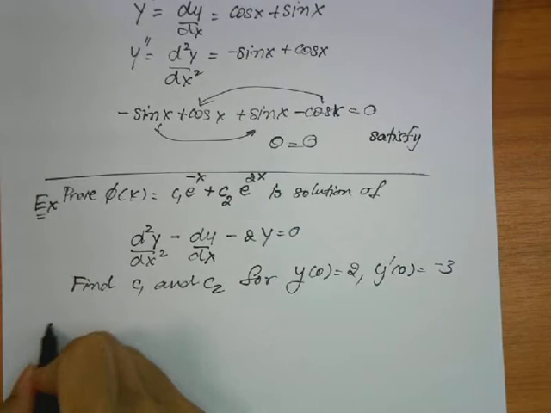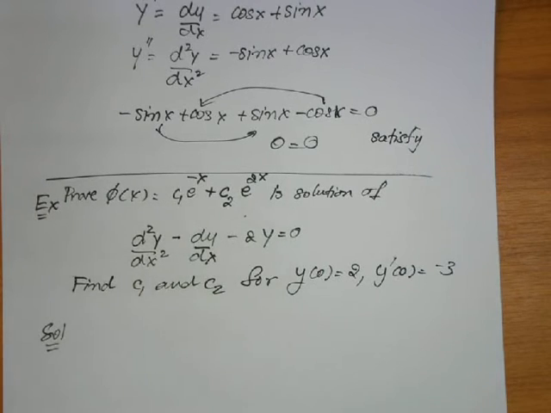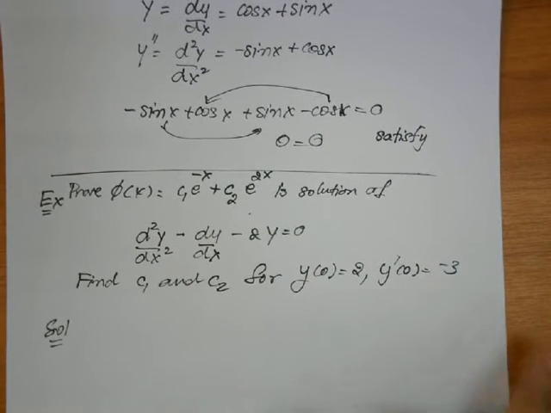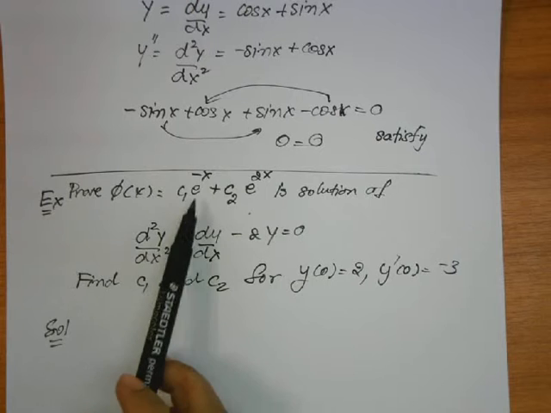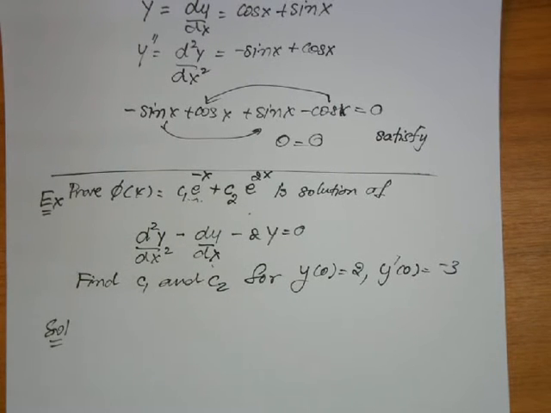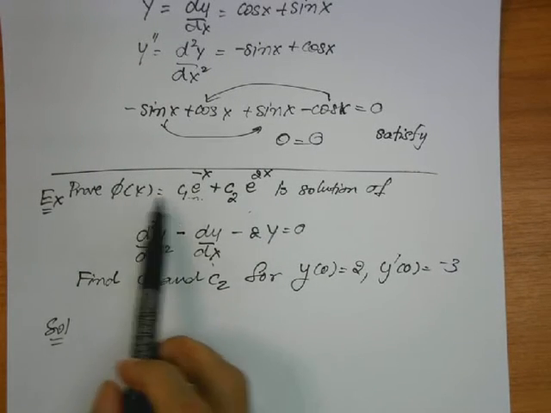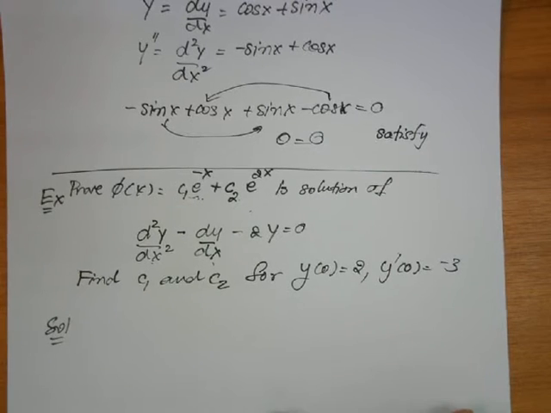How do you do that? Like I said, if they give you the boundary condition, you should be able to find C1 and C2. But first, you got to prove that this function is the solution of this differential equation. The way to prove it, you just plug this one into the differential equation, okay?